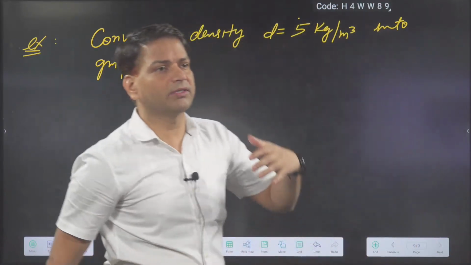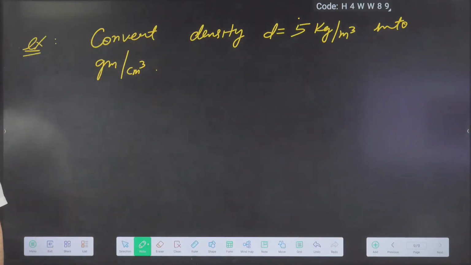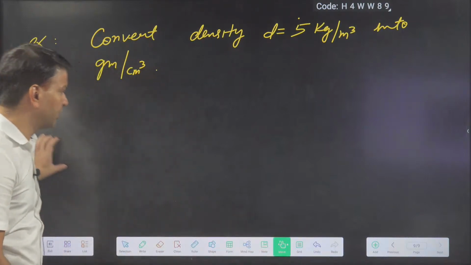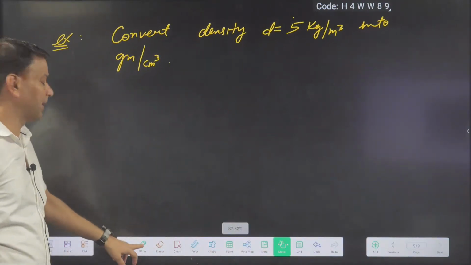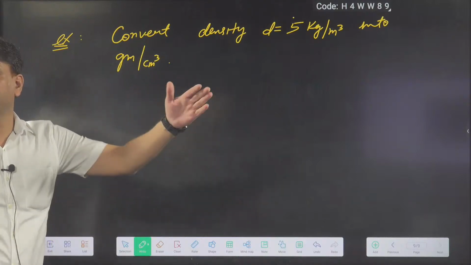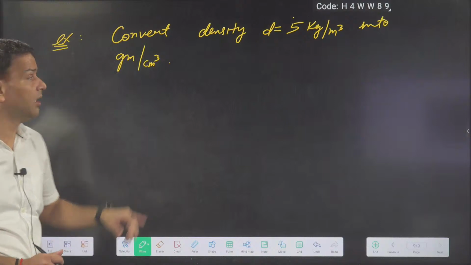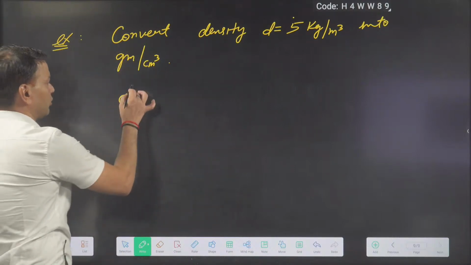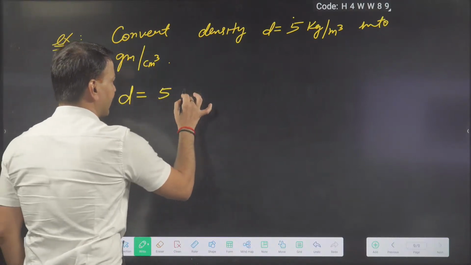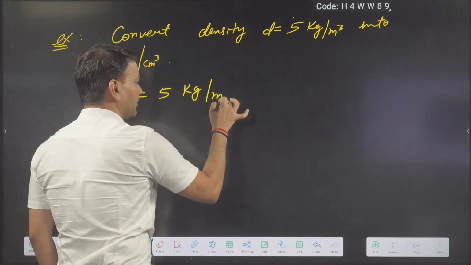Okay. So I want to convert the 5 kg per meter cube and I need the value in gram per centimeter cube. If this type of simple question is there, then without applying N1 U1 equals N2 U2 unnecessarily, we can directly do it. I will show both methods. Here density I gave, D is equal to 5 kg per meter cube.